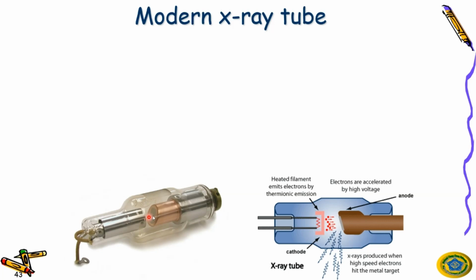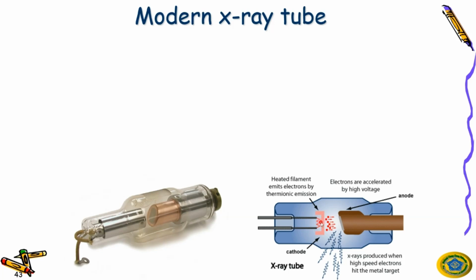Between these two, you apply a very high voltage. This is called a heated filament. The filament emits electrons by thermionic emission. So this is what we call a hot cathode. It's very hot, so you generate very high energy electrons.